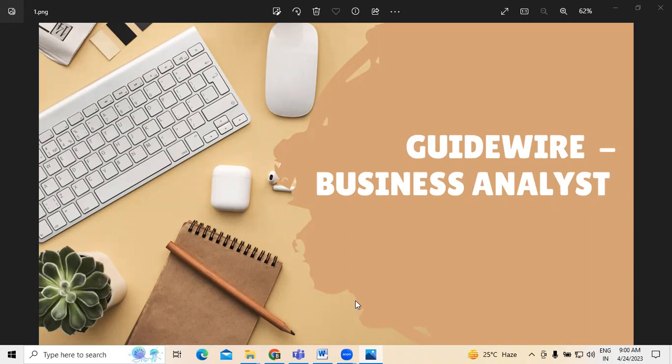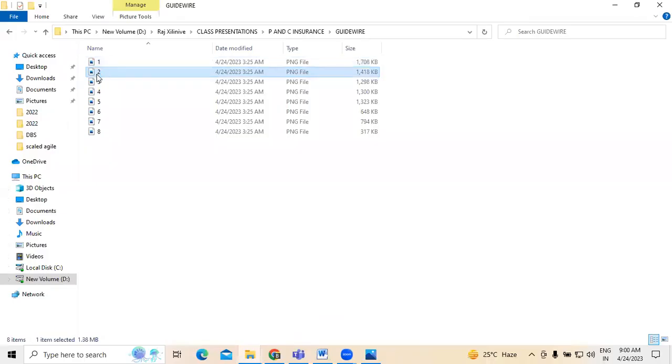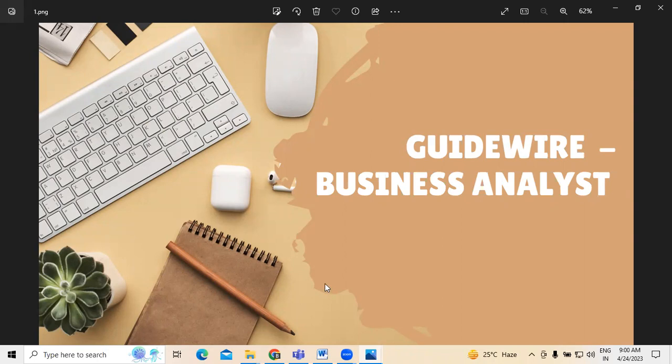Business analyst in the Guidewire application. As you all know, business analysis is a role that is essentially important in any application development. Being a business analyst, we act as a liaison between business and technical communities. So this has nothing to do with any technology or domain. The role of a business analyst is the same in any organization.